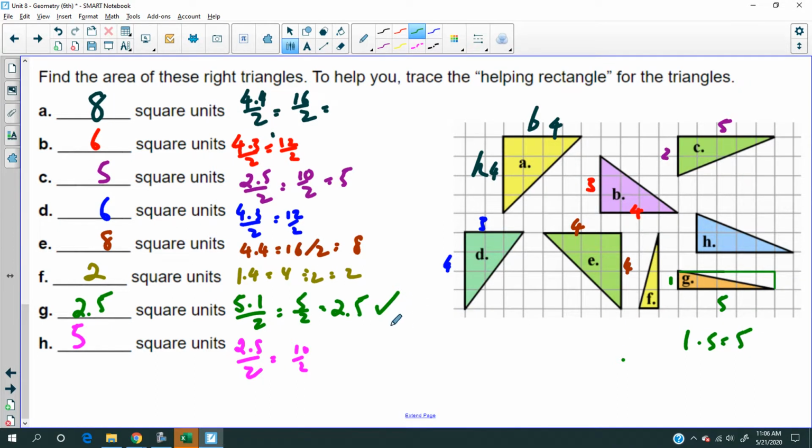Isn't this interesting, that the area of the triangle for G is exactly half of this rectangle? Once again, I'm trying to prove to you where the formula for the area of a triangle came from. The rectangle's area is 5, but the area for the triangle, if you cut this rectangle in half, would be 2.5. That makes sense, half of length times width, or base times height. Same thing. Hopefully that provides more visual proof.